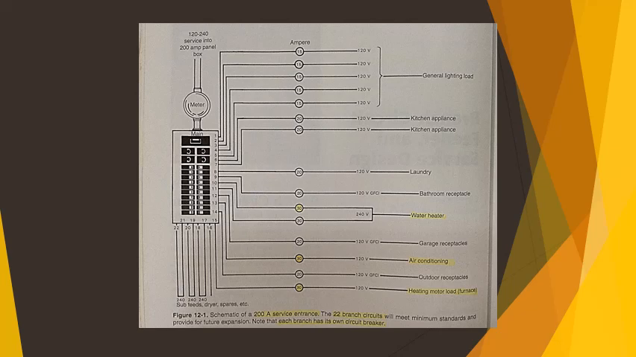Figure 12-1, as you can see on the screen, is a schematic of a main service panel with branch circuits radiating outward. The result is an electrical service that is divided. A failure of any one circuit does not disable any other part of the system.